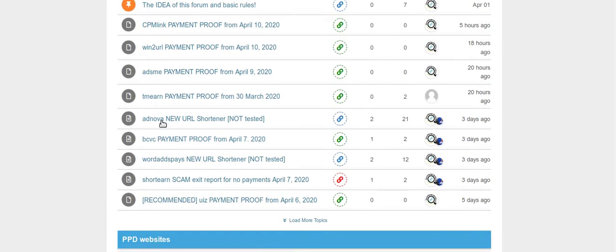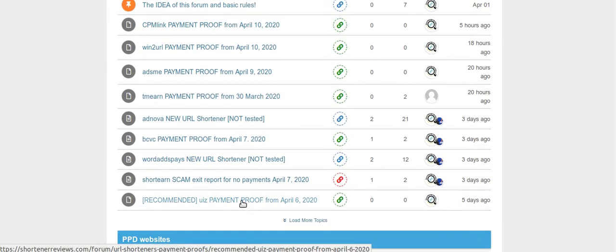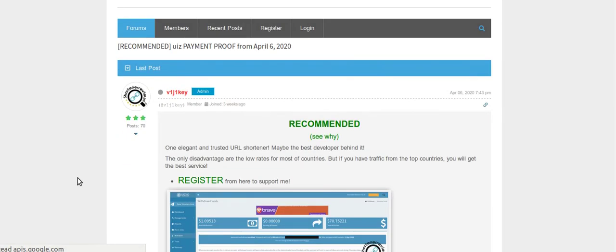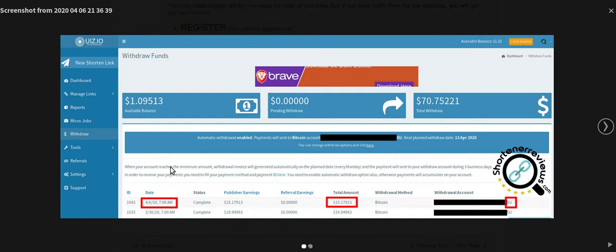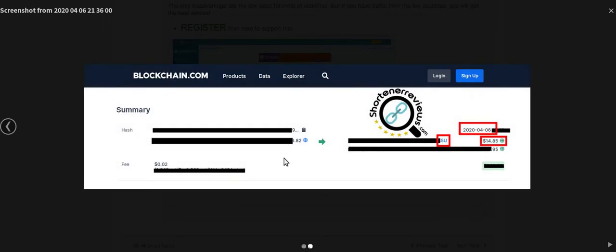So we go to the payment from 6th of April, yes, here. This is my payment with URL Shortener, it is very trusted. You can use it without any problems. This is my withdrawal page. 6th of April for like $15. This is the unique Bitcoin address. And this is the transaction details. 6th of April, the unique Bitcoin address, for about $15.